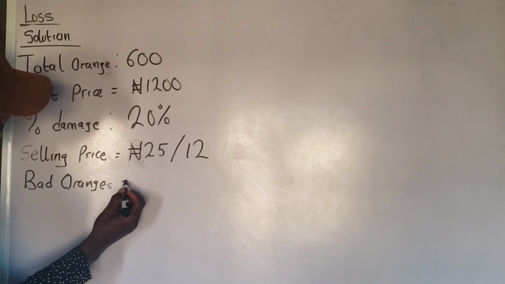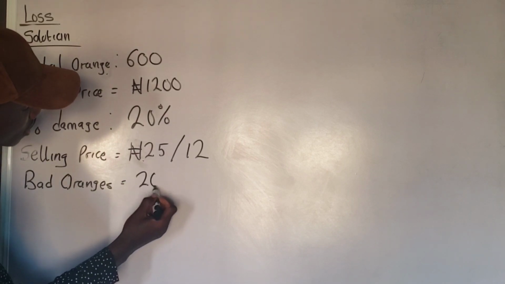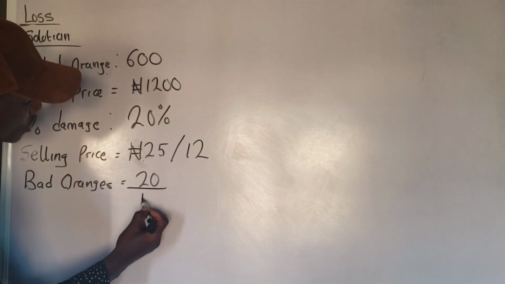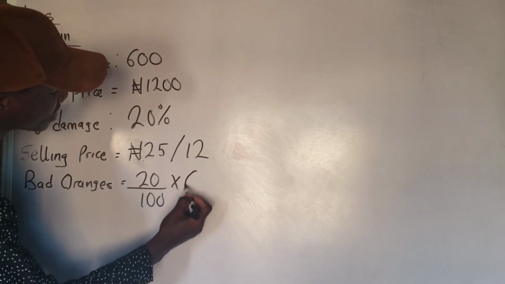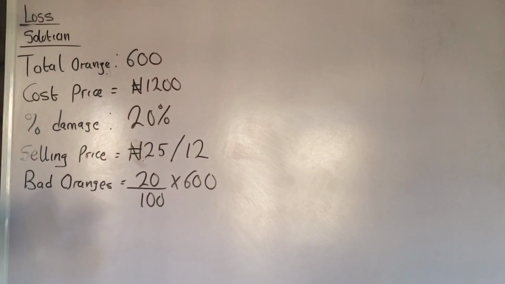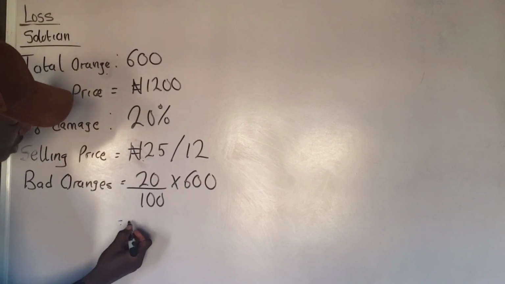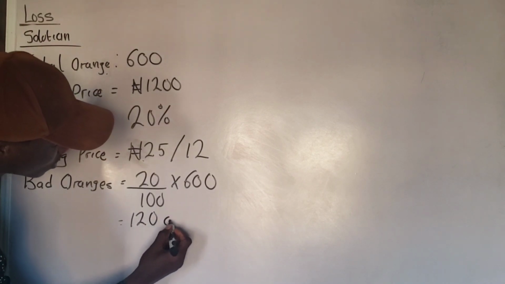Bad oranges is equal to 20%. 20% is what? 20 over 100. So 20 over 100 multiplied by 600. I'm very sure you understood how I got this. Okay, 20% of 600 is what? That is 120. So among the oranges, 120 oranges are bad.